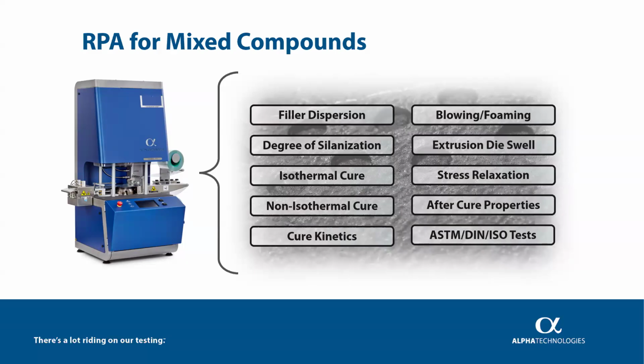It can also be used to perform cure kinetics analysis, monitor blowing or foaming reactions, and check if the material tends to swell during extrusion. Stress relaxation testing is possible as well, along with after-cure property evaluation. And of course, the RPA, again, can be used to perform all the standard tests defined by ASTM, DIN, and ISO.